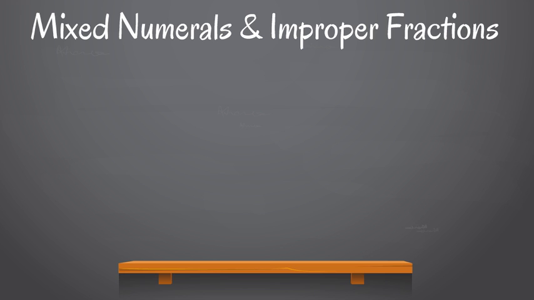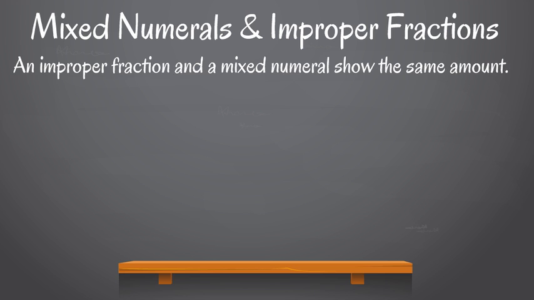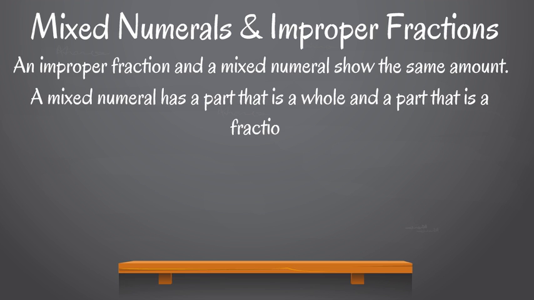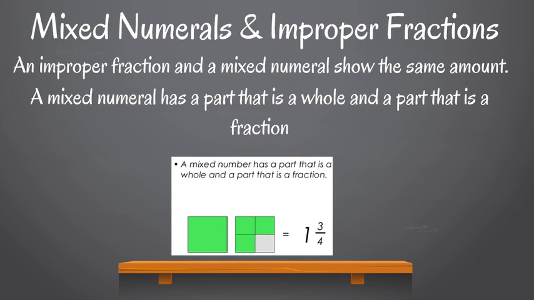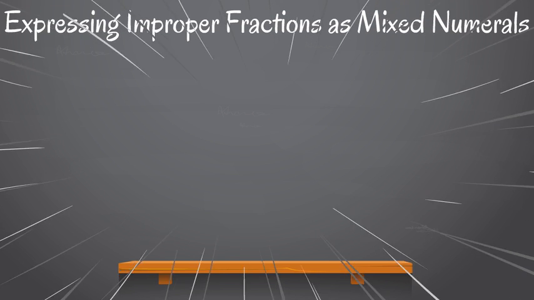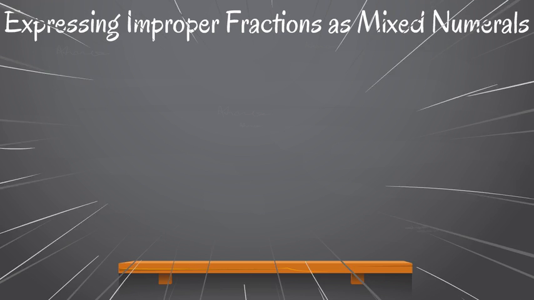We must also bear in mind that mixed numbers and improper fractions show the same amount. A mixed number has a part that is a whole and a part that is a fraction. When looking at the picture, we can see that we have 7/4 drawn using 2 squares, which also equals 1 whole and 3/4. To express an improper fraction as a mixed numeral, there are 3 key steps.